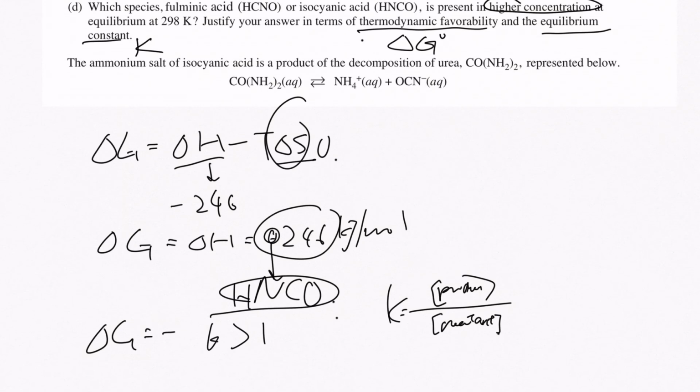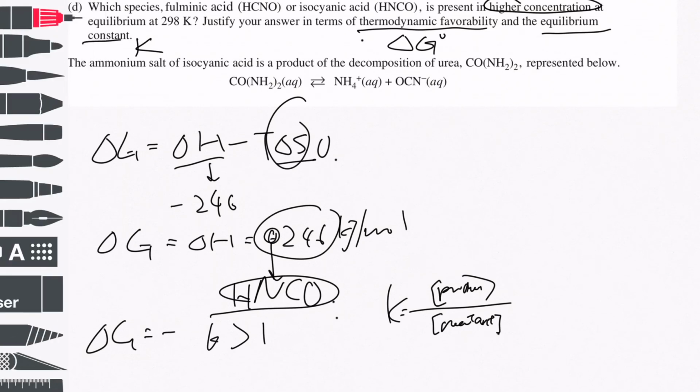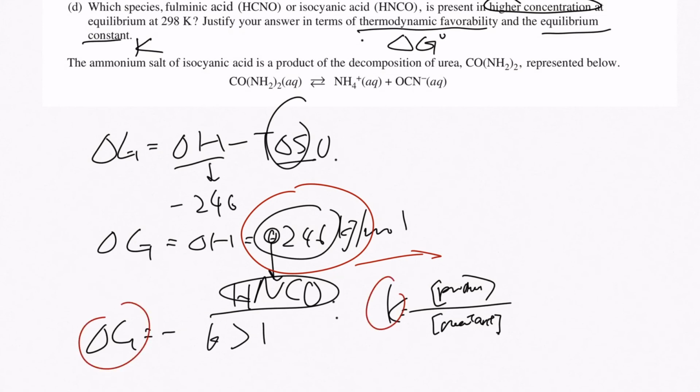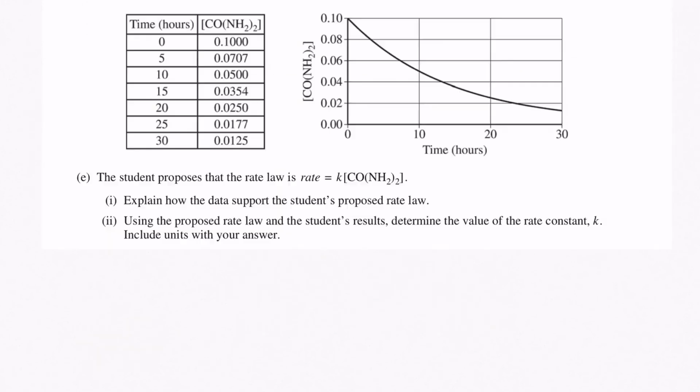So this is the 2-point question. For 1 point, you have to know the value for delta G. And the other point you earned for the connection between K and delta G. So yeah, that's it.